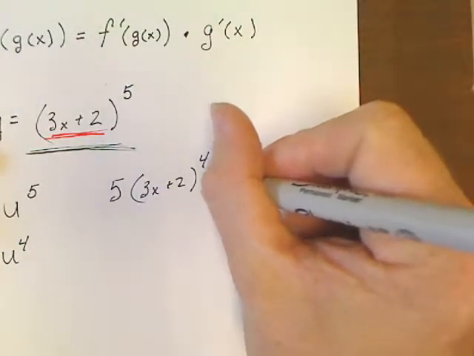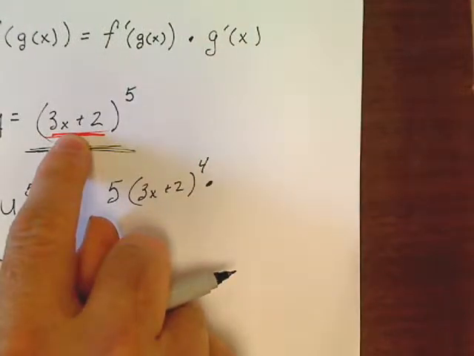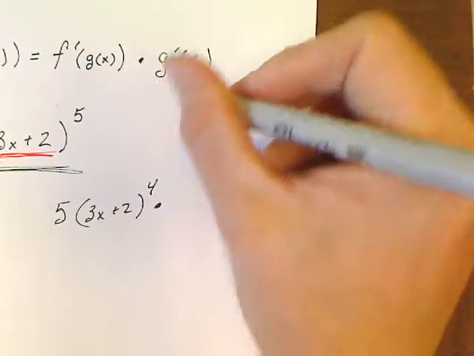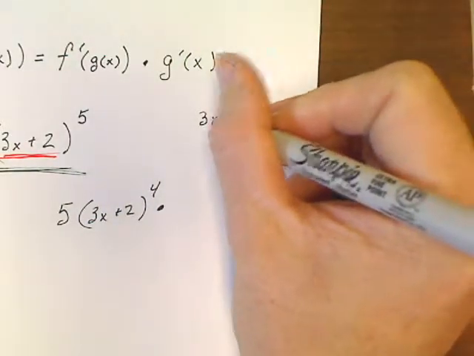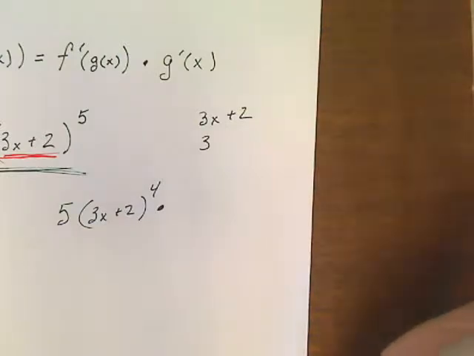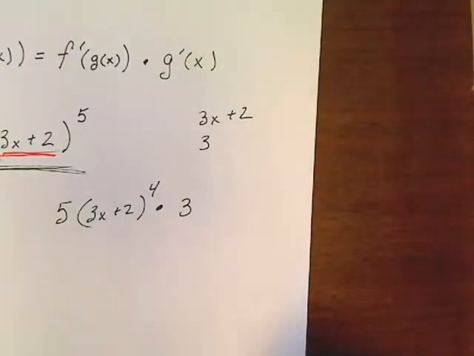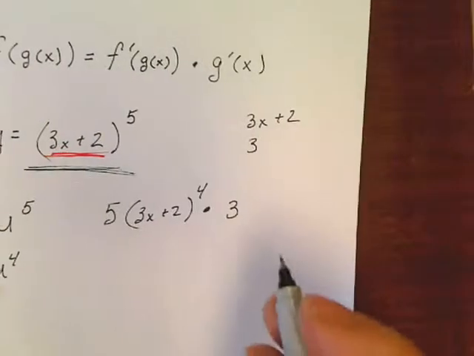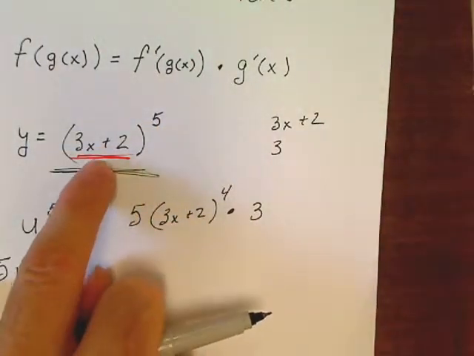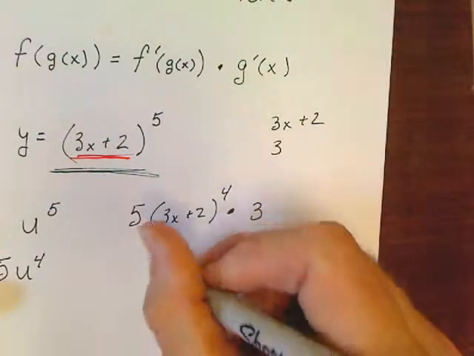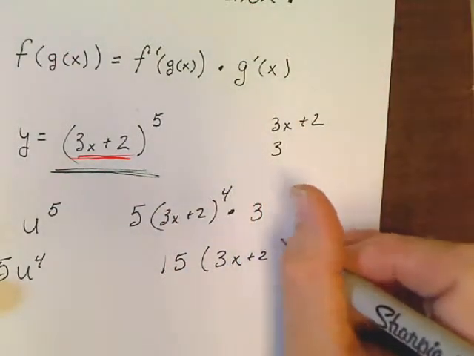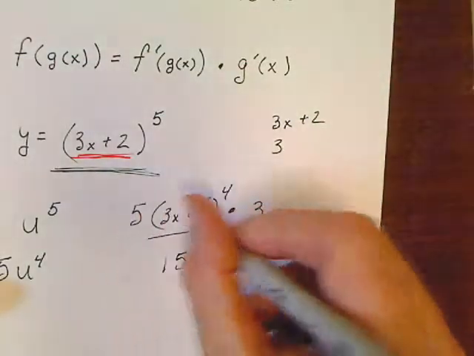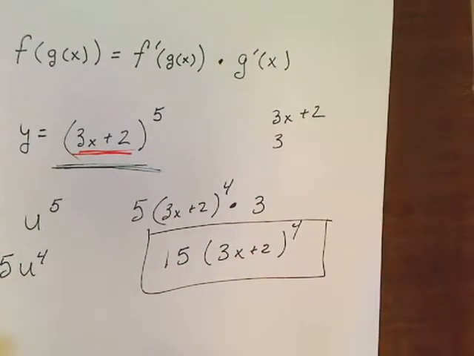Now multiply that by the derivative of the inside. What's the derivative of, we'll write up here, 3x plus 2? Well, that would be 3, and the derivative of 2 is 0, so it'd just be times 3. So your answer, the derivative of the whole thing times the derivative of the inside, would be 15 times (3x plus 2) to the 4th. There's our derivative. That's how easy the chain rule is.